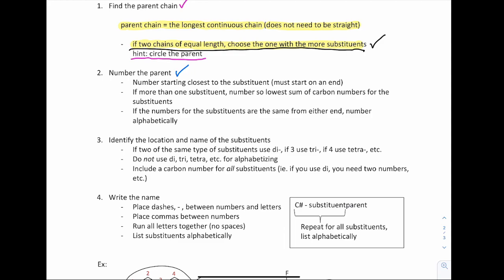So I'm going to assign carbon numbers and then I'm going to literally add them together where the branches are, and I want them to have the smallest sum. And then the last step, if the numbers for the substituents are the same from either end, I'm going to number them alphabetically, which I know might not make a lot of sense to number something alphabetically, but our branches are going to have names, and I want the one that comes first in the alphabet to have the lowest number. The names are going to be based on the number of carbons in that branch.